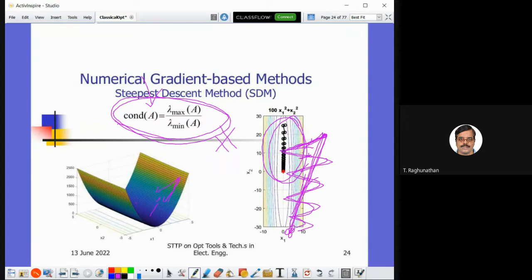Okay, so the condition number for 100 x1 square plus 100 x2 square: lambda maximum is 200, lambda minimum is 2, so this is 100. Which means the lower the condition number, the better conditioned it is, and because 100 is a huge number, that is ill condition. So for an ill conditioned problem, SDM will not work as well as it works for a well conditioned problem.